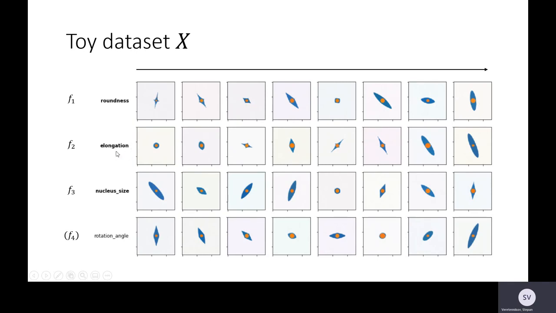Elongation is quite an apparent feature, and the nucleus size, again, is the size of this little orange circle in the middle. This is the smallest nucleus size, and this is the largest nucleus size in this data set. The rotation angle is the rotation in the inverse direction of the clock. But this is the noisy feature, and we are not interested in how the cell is rotated. We are only interested in these 3 features.